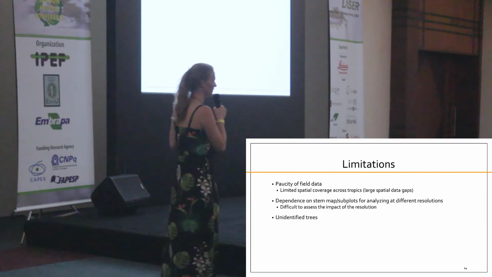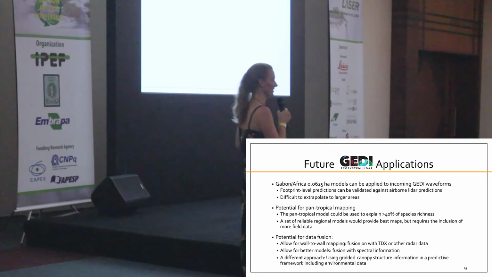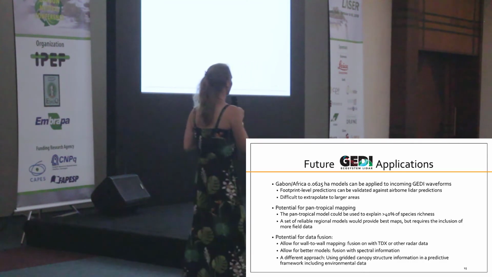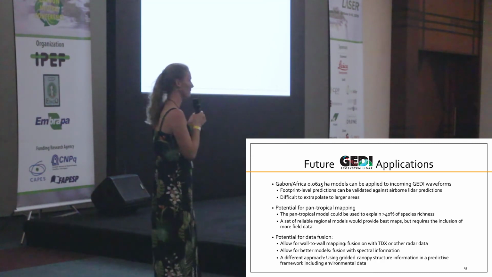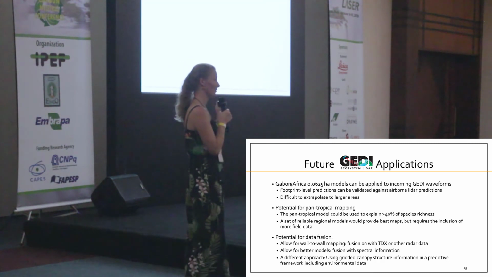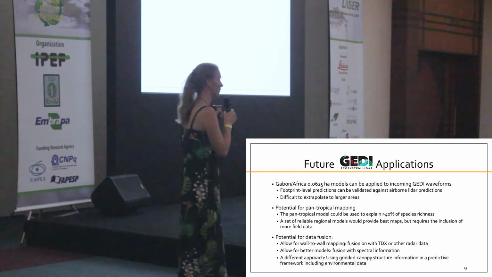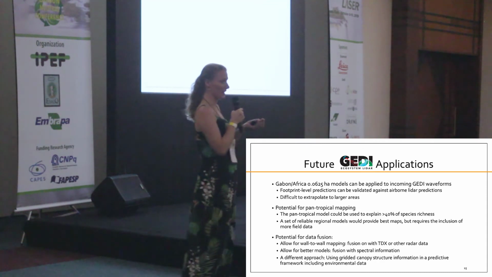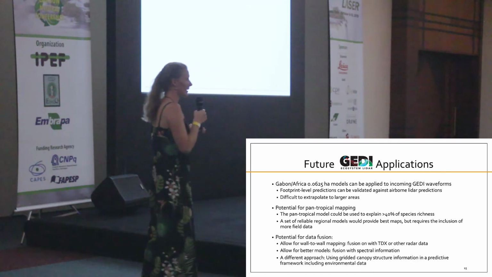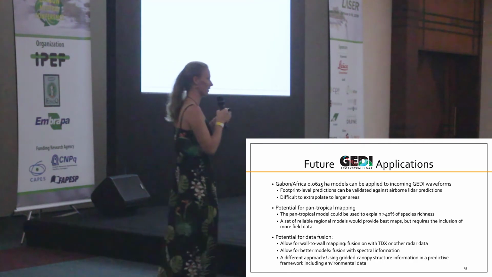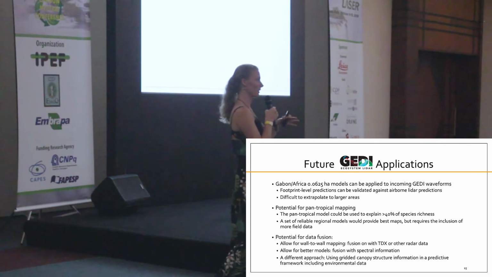Then, okay, now what did we learn and how can we use this on GEDI? Well, I think that if we want, we could just apply the smallest resolution model, which is a 25 by 25 meter plot. We could apply it to incoming GEDI waveforms, and make footprint level predictions of tree species richness in Gabon. And then we could compare them to the ones that we have from wall-to-wall areas of airborne LiDAR data.